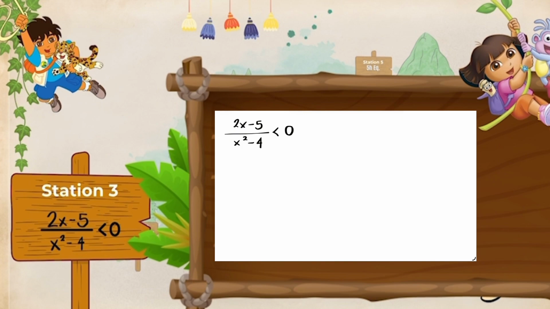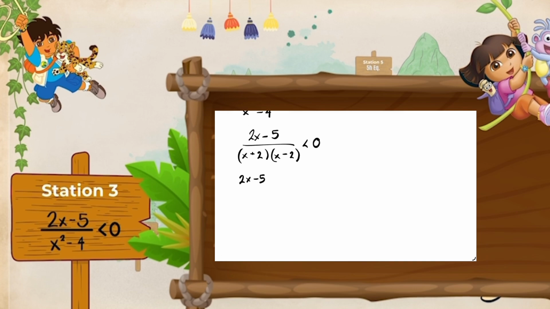First, let's factor the x² - 4, since it's factorable. So 2x - 5 over the factors of x², which is x times x. It's negative, so positive, negative. Factors of 4 are 2 times 2, less than 0. So let's get the critical values.